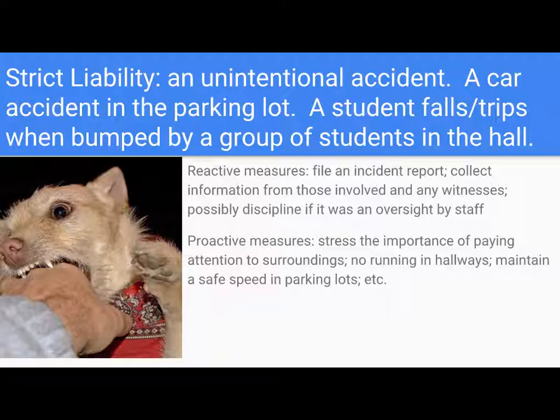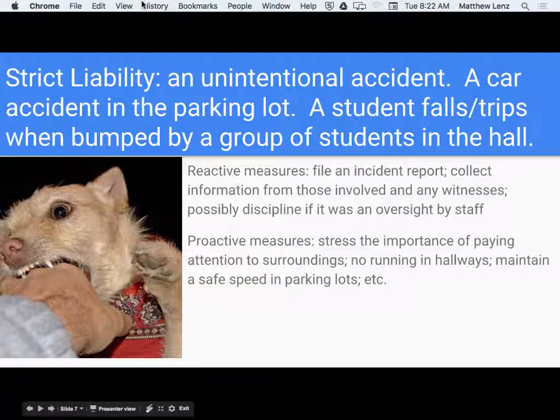As a reactive measure, file an incident report, collect information from those involved and any witnesses, and if it's an oversight by the staff, then possibly some discipline there. For the kids, just especially with cell phones, stress the importance of paying attention to their surroundings, no running in the hallways, maintain a safe speed in the parking lots, and just be smart in general.